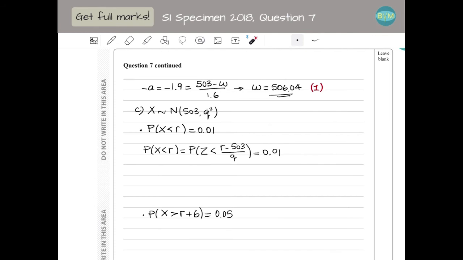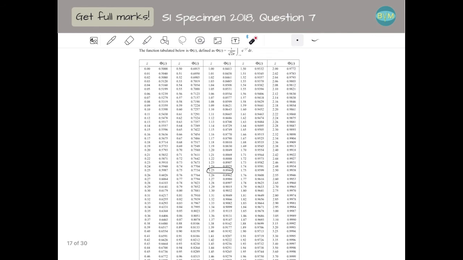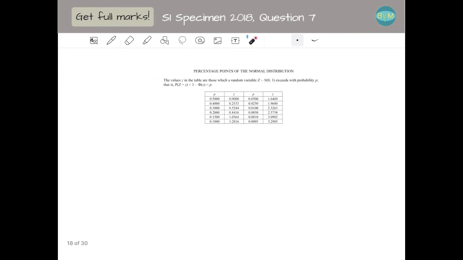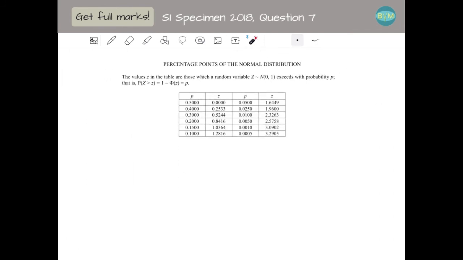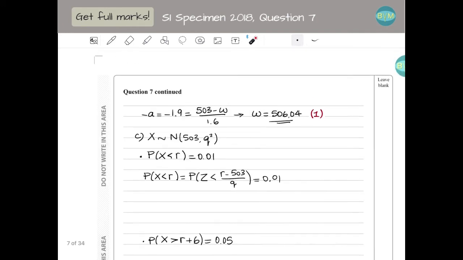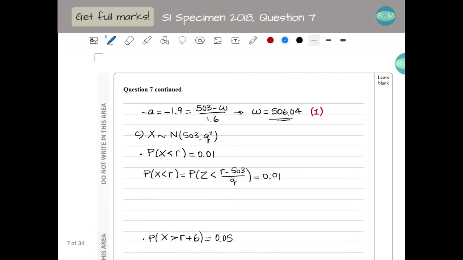or this is a very, very simple value. You can go to the tables and use the percentage point, because it's giving you the inverse normal, and it has very few values, but the 0.01 is one of them. So this is telling us that z is 2.3263.